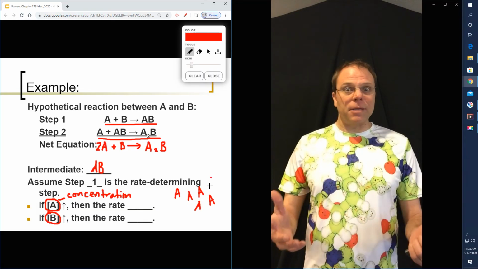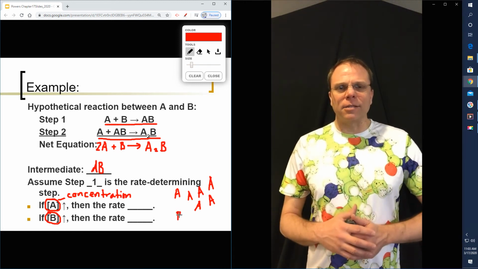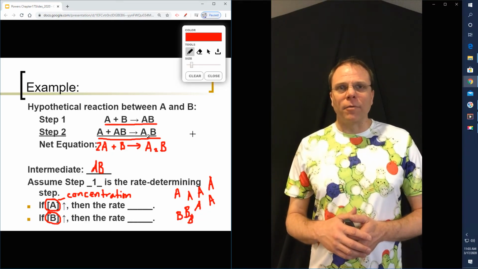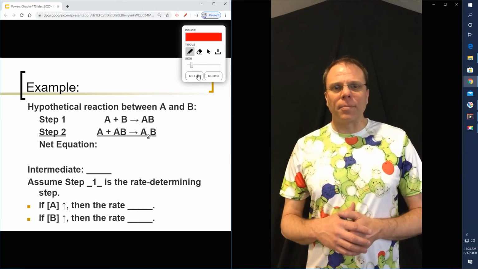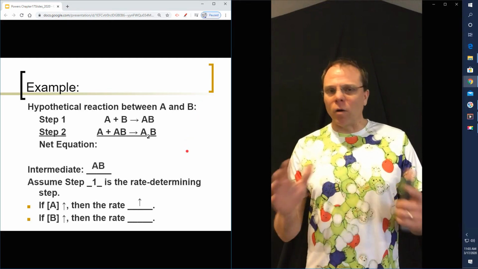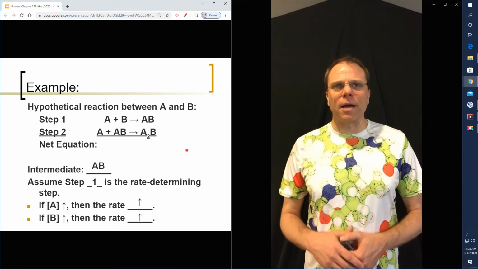If I have more B's, same thing's going to happen there, right? I'm going to have more collisions with the B's and the A's, and so more opportunity for collisions means more AB. Therefore, I now have an opportunity for my slowest step. My rate determining step is faster, so my overall reaction should be faster. Okay, so let's look at another example.